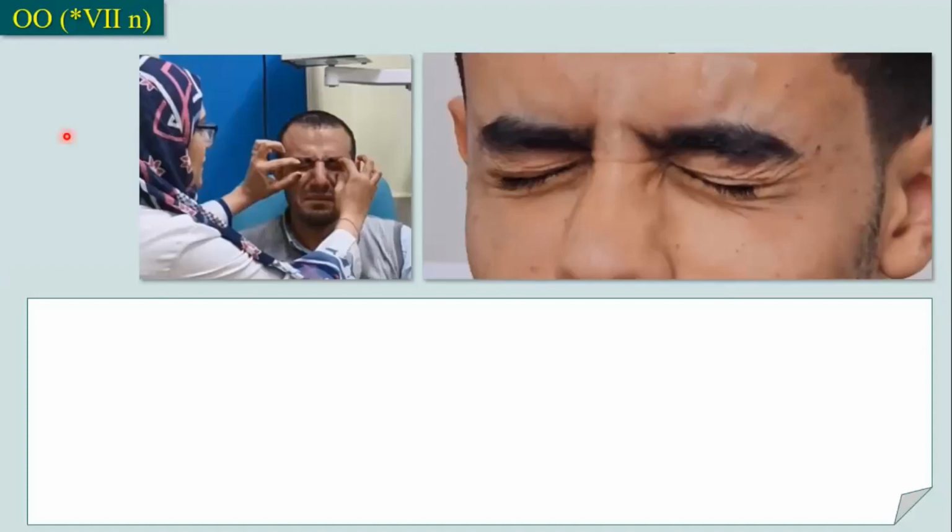Number two, it might cause brow ptosis. Brow ptosis is one of the causes of pseudoptosis. Okay, number three, there's another importance.